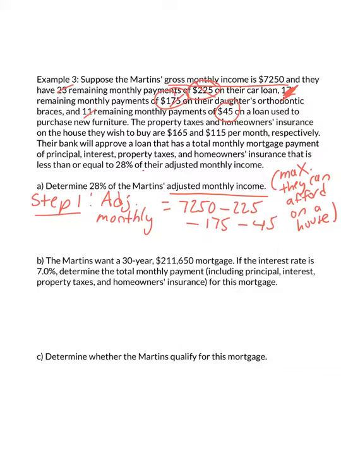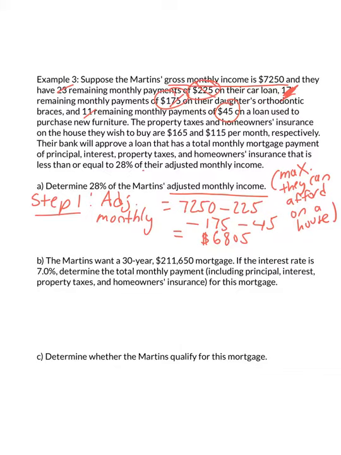So all I'm doing for adjusted monthly income is taking the gross monthly income and subtracting all of their current monthly payments from that. So I'm doing $7,250 minus $225 minus $175 minus $45. And that leaves me with $6,805 after we subtract the adjustments, the current debt in other words.